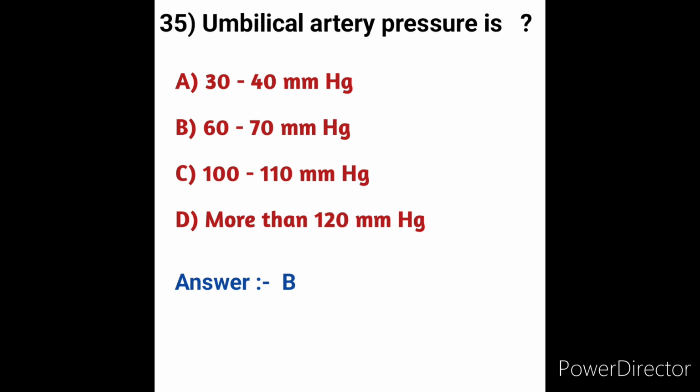Okay friends, and also one more additional point: what is the umbilical vein pressure? The umbilical vein pressure is approximately 20 mm of Hg. Okay friends, this is an additional point. Next, move on to question number 36.